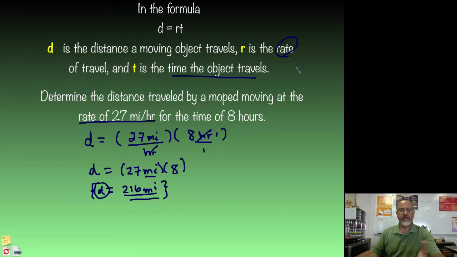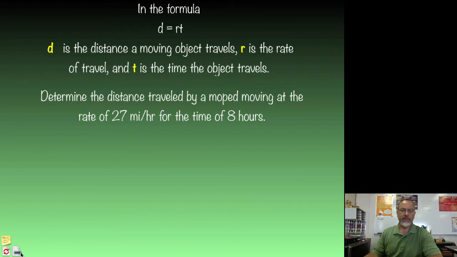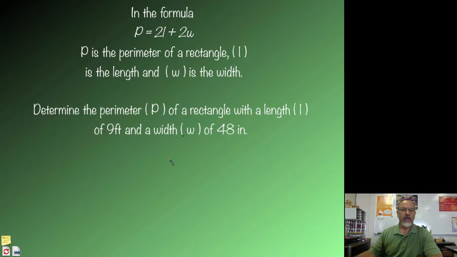Okay, so understand what the variables represent, then simply evaluate the equation, substituting in the values that they give me, keeping the dimensions in mind as we do it. Okay? In the next example, they give us the perimeter formula, P is 2 lengths plus 2 widths. And again, it explains to me what they represent. P is the perimeter of a rectangle, L is the length, and W is the width.